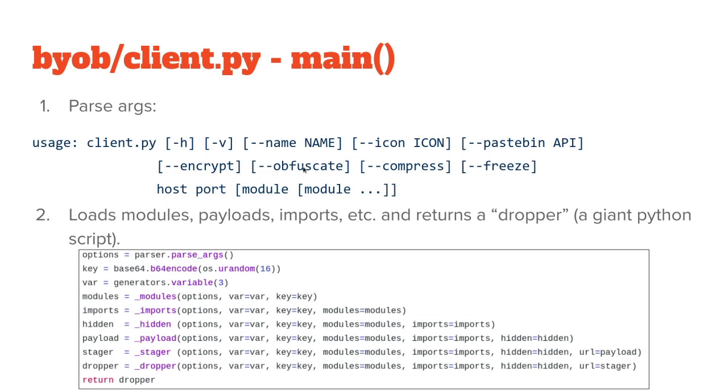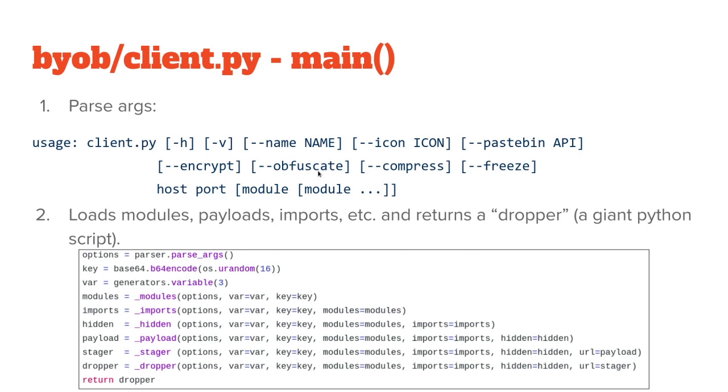Do you want it to be obfuscated, so it encodes it in a bunch of weird ways? Do you want it compressed as well? And whether or not you want it in a raw Python script, or if you want it compiled for a particular operating system, like do you want a Windows executable? Do you want a Mac executable? Like, what do you want? And then based on those arguments, it will spit that stuff out for you.